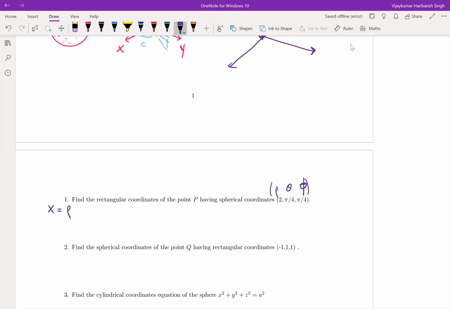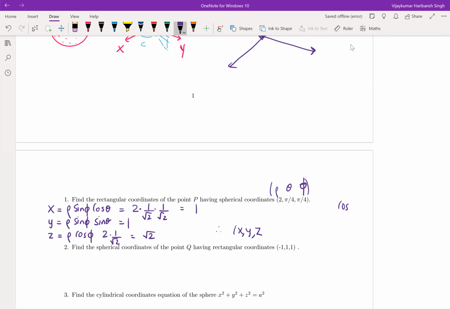So x is going to be rho sine phi cos theta. Y is going to be rho sine phi sine theta. And z equals rho cos phi. Now, you know that cos of pi by 4 is 1 by root 2. So we get 2 times 1 by root 2 times 1 by root 2, which is going to be 1. Similarly, y is also 1, and z will be 2 times 1 by root 2, which is root 2. So the Cartesian coordinates x, y, z are given by 1, 1, root 2.